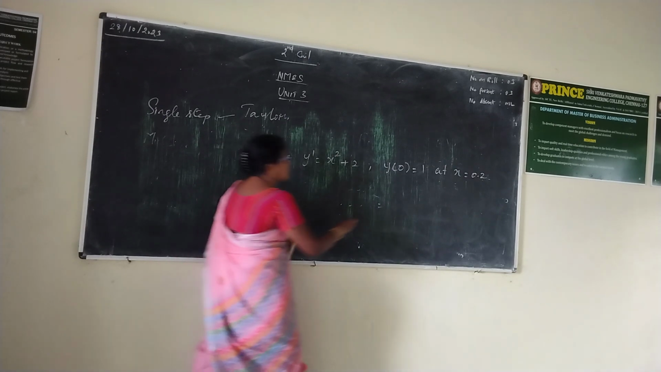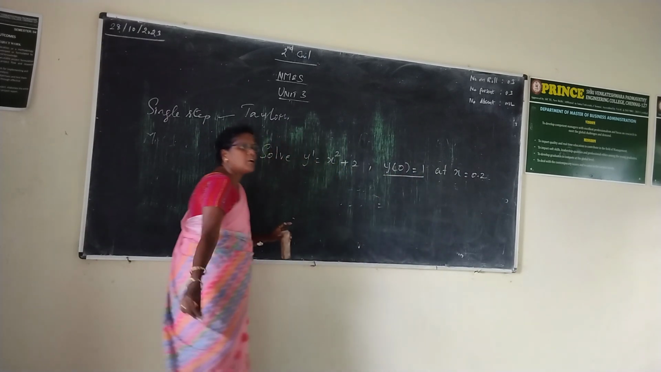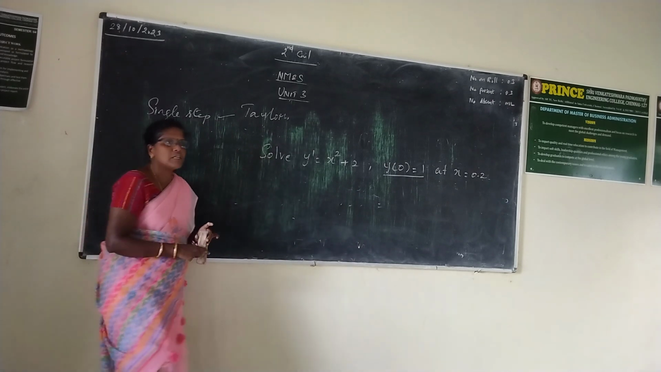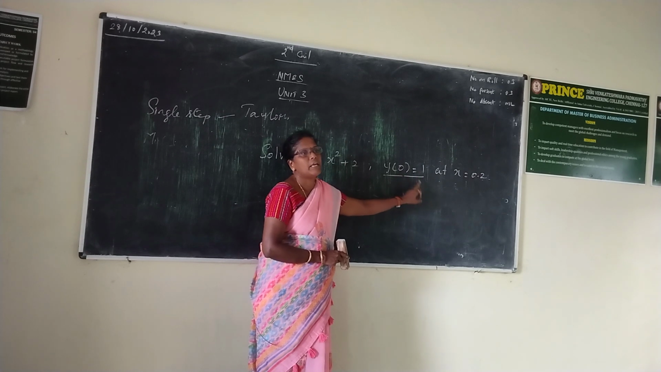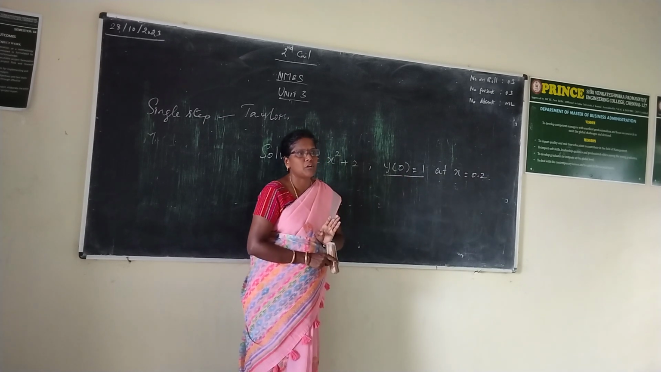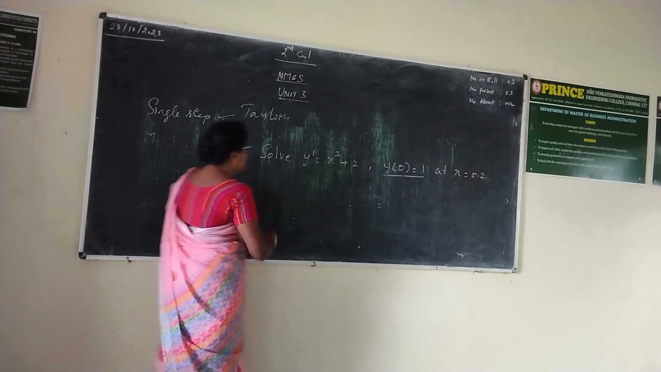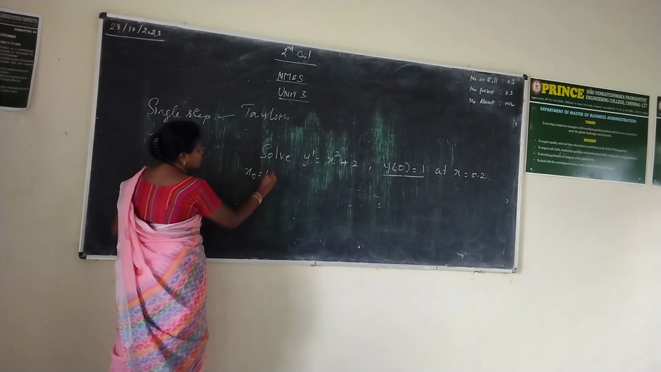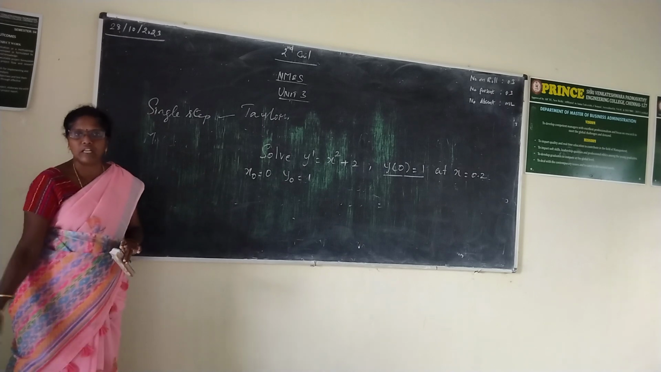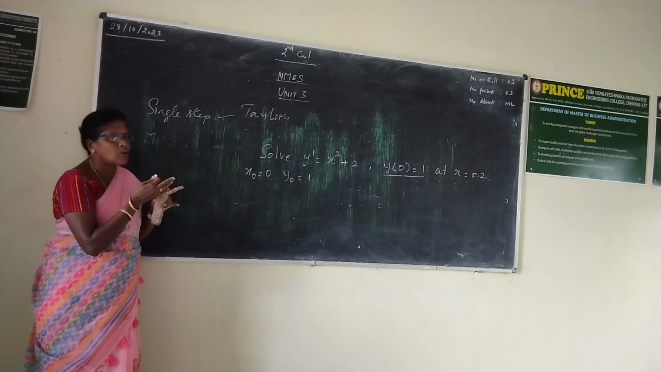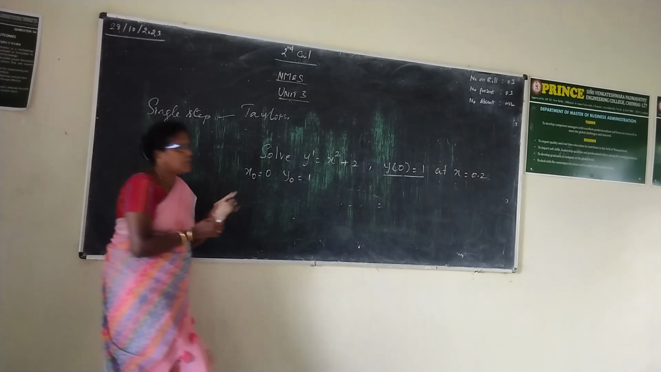So what is the initial condition given? y of 0 equal to 1. What is the meaning? When x equal to 0, y equal to 1. So this will be the starting point of our x and y. So you assume that x0 equal to 0, y0 equal to 1, the starting values, initial values. Then some unknown is given now. So what is given? Solve this.